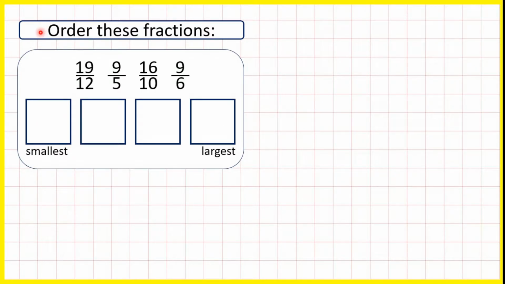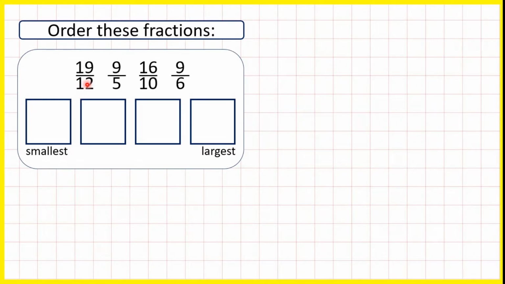We need to order these fractions from smallest to largest. So we have 19/12, 9/5, 16/10, and 9/6. So we have improper fractions. Now we could change these to mixed numbers, and that might make it easier for us. But the method that we've used will still work for improper fractions. So let's try using the same method.